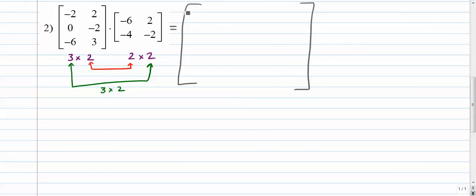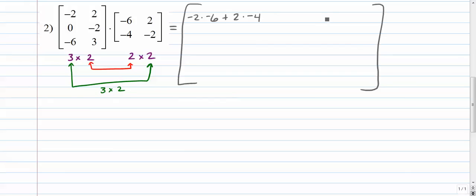So here we go. Negative 2 times negative 6 plus 2 times negative 4. Moving over here, we're going to use row 1, column 2, so negative 2 times 2 plus 2 times negative 2. Using a lot of the same skills and patterns that we'd used in our previous lesson.